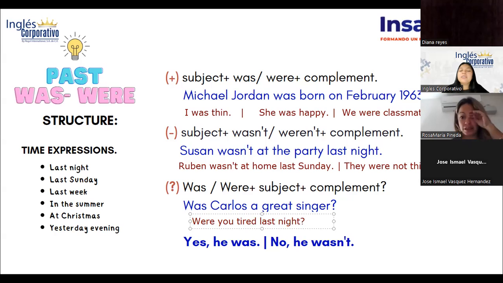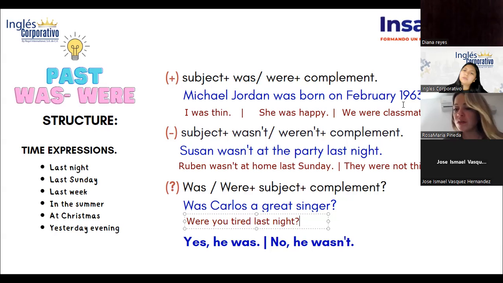Okay. En ese caso, the last night, sí podemos decir the last night, pero the last, del TH no es necesario, okay? So podemos decir, were you tired last night? Y ahí está perfecto. Okay. So si le pregunto en ese momento yo a Rose, were you tired last night? Yes, I was tired last night. Very good. So you see, this is the past, was, and were. Do you have any question? ¿Tiene preguntas? ¿Tiene dudas? ¿Qué otras preguntas o dudas tiene? If not, let's move and let's take a look at more examples, okay?